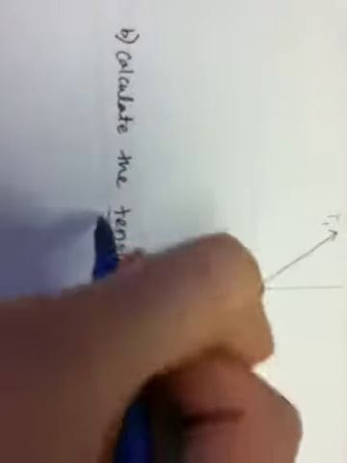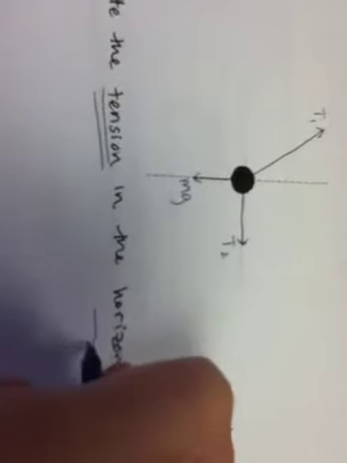So part B says calculate the tension in the horizontal string. Horizontal means in the X direction, just across. So that's going to be our T2. So T2 equals question mark. We don't really have a lot of room right here, so let's just work over on this piece of paper. So let me redraw this free body diagram. So we've got our T2, we've got our T1, and we've got our mg.